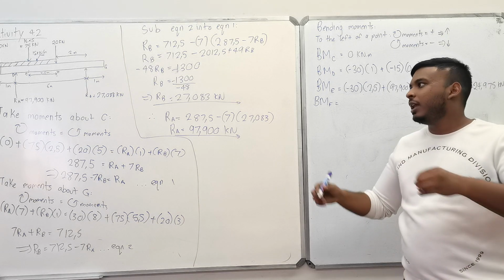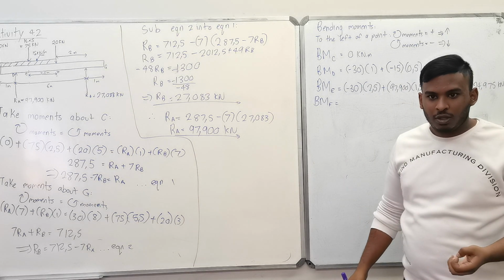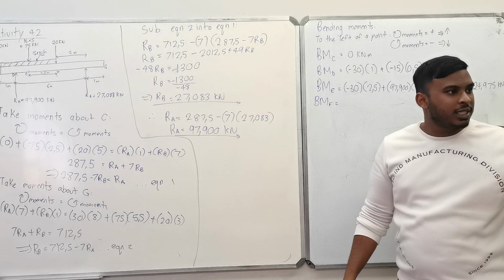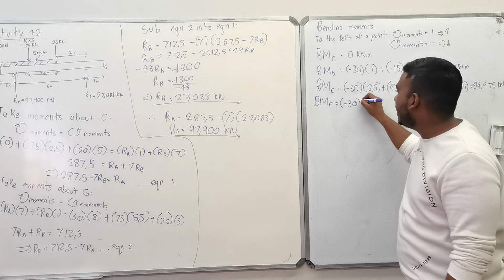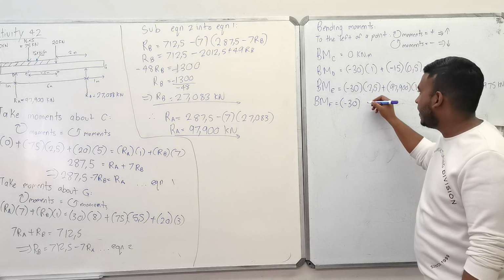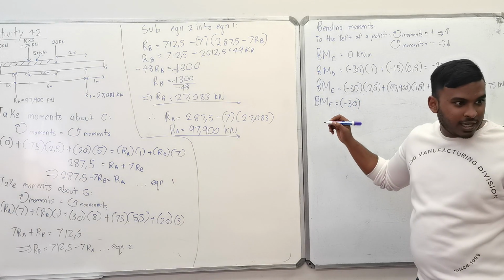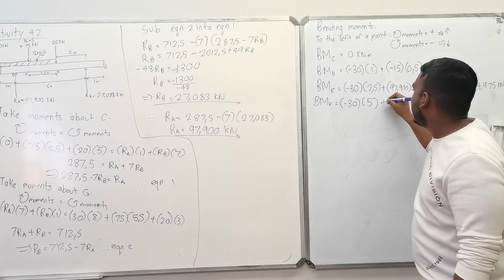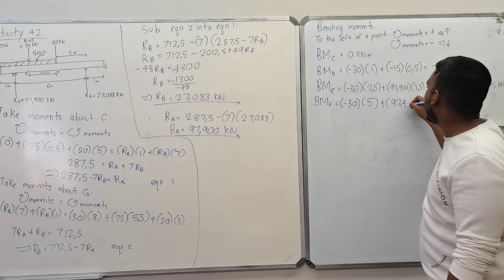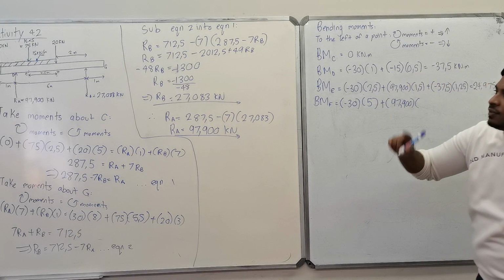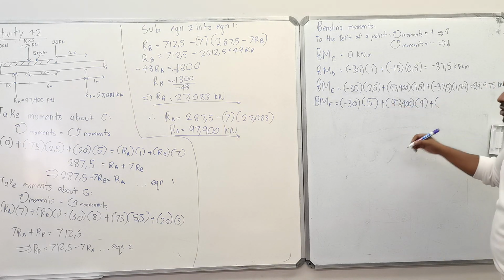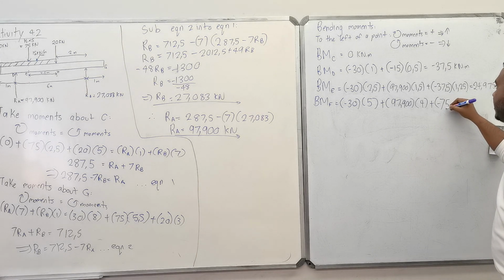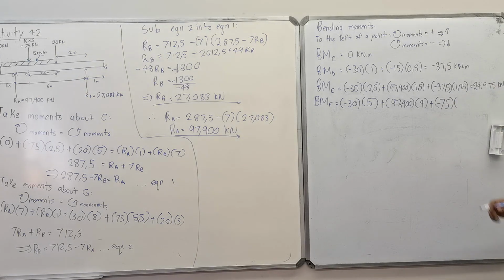How many forces are up? How many forces are down? 1 is up, 2 are down. So let's start at the extreme left. Your first force is the downwards force, so it will be negative 30, and its distance from point F is 5 meters. Plus the upwards force of 97.900, and its distance from point F? 4 meters. Plus the uniformly distributed load force, which would be negative 75, and what's its distance from point F? It's 2.5, right?